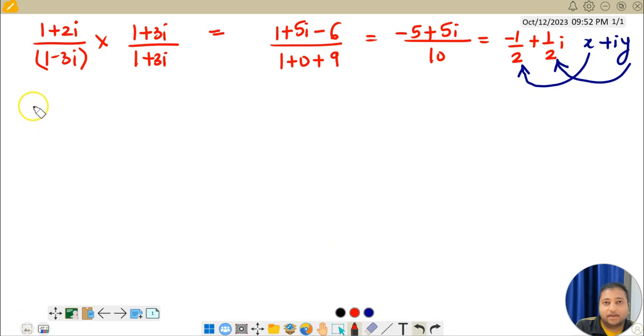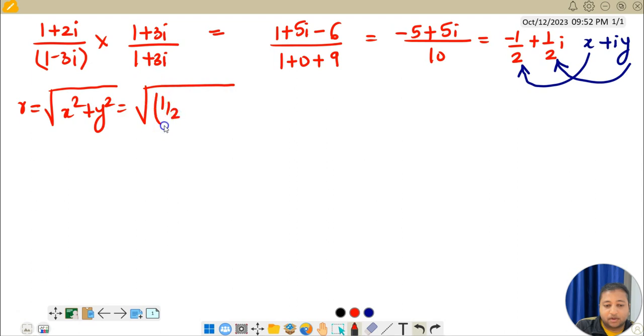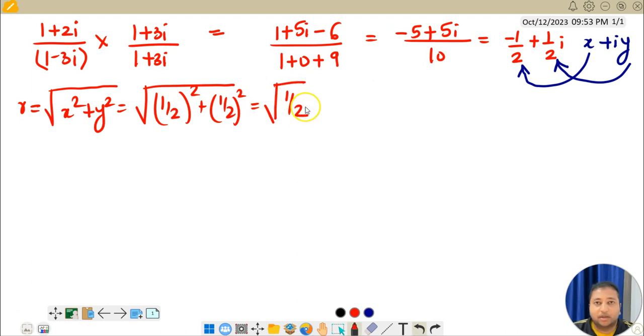If I have x and y, I can write immediately what r is. r is always the square root of x squared plus y squared. So that gives me the square root of (1 by 2) the whole squared plus (1 by 2) the whole squared. This is nothing but the square root of 1 by 2. Now we have obtained the value of r. Now we need theta. So tan of theta is always equal to y over x.